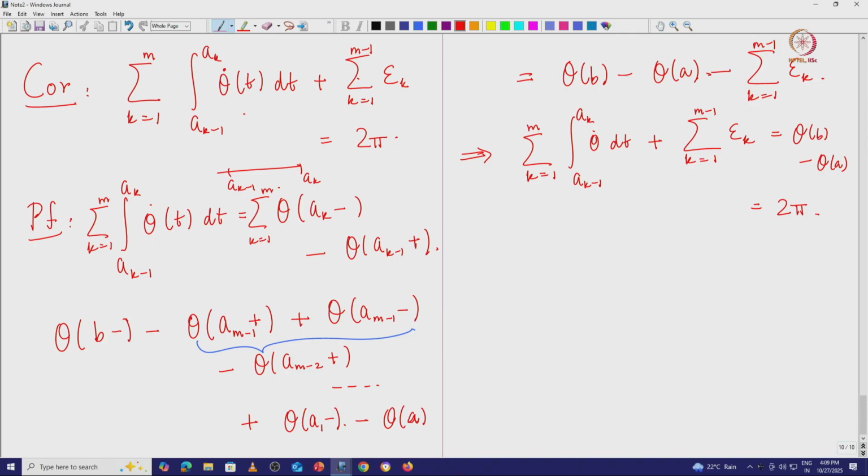So in the next lecture I am going to use this corollary to prove finally the local Gauss-Bonnet theorem.